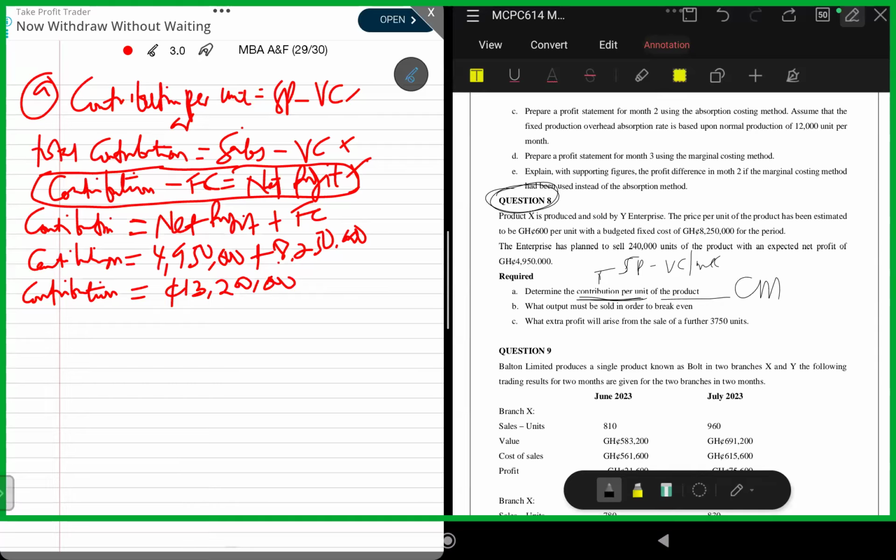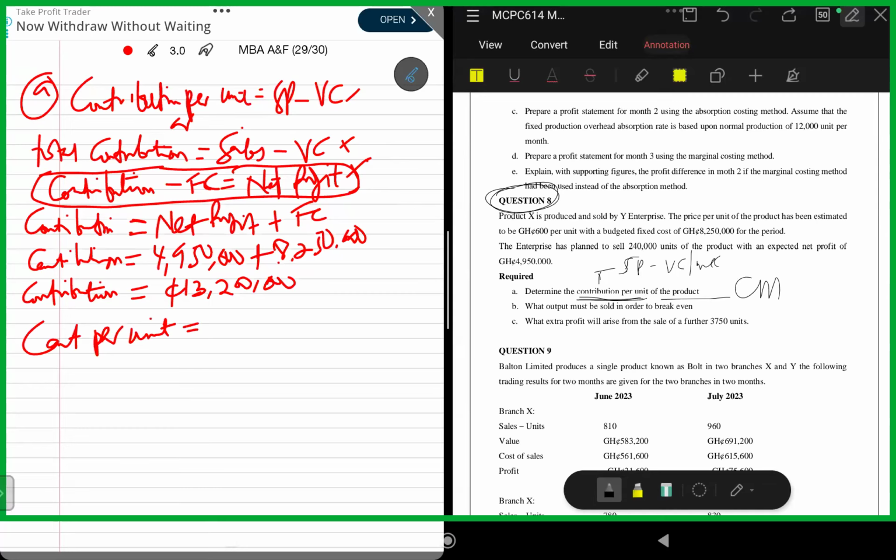But we weren't asked to find the total contribution. The requirement is to find the contribution per unit. So what we have to do is, contribution, as I told you, is always in the name. Contribution per unit. Let me see whether you guys will get it. So what do we do?